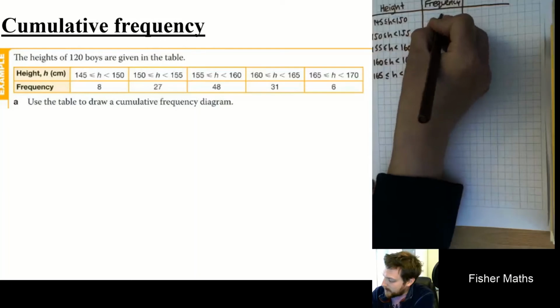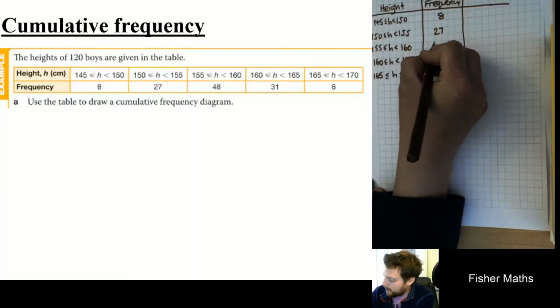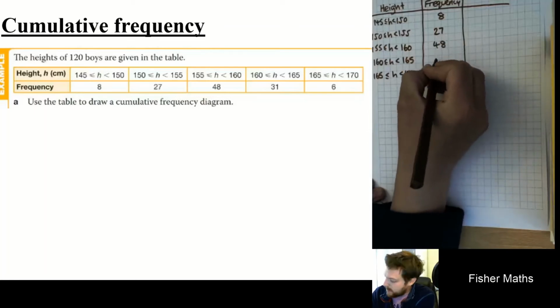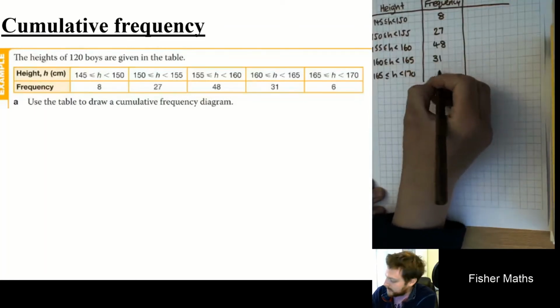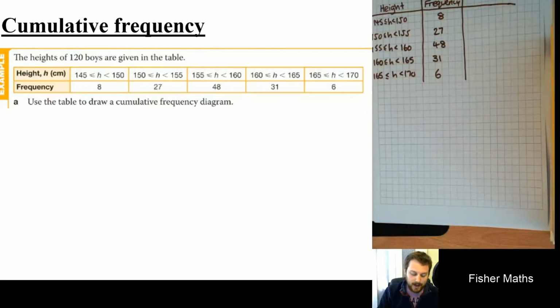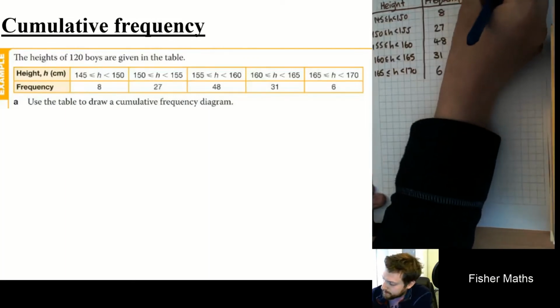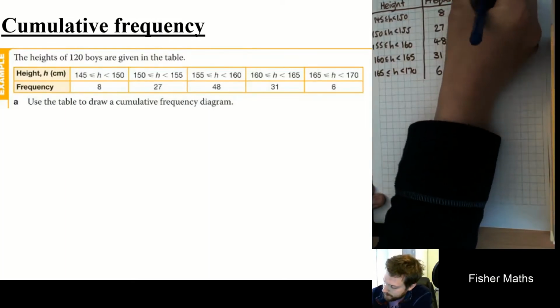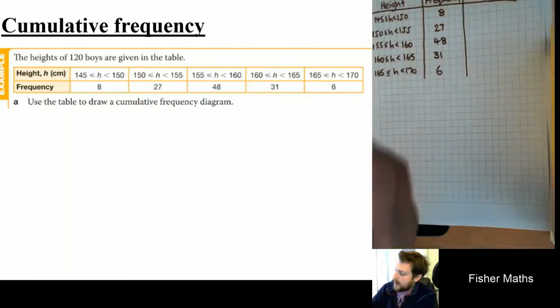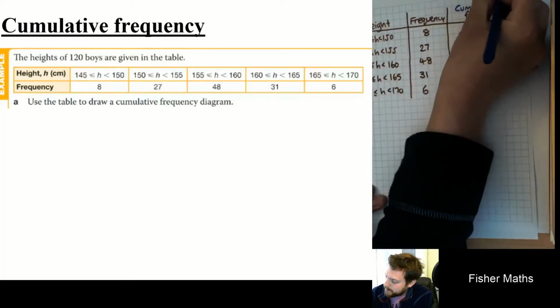So again, I'm just copying those numbers: 8, 27, 48, 31, and 6. And then what we need to do is add on an extra column. The extra column is the cumulative frequency. And this is actually what's going to go on the y-axis.